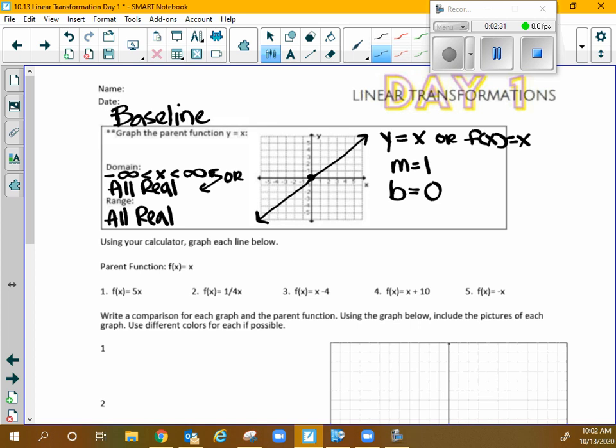If it's everything. So see the arrows are going off infinitely in each direction. So you can write negative infinity is less than x, which is less than infinity. Or the same thing could be said for all real numbers, because that encompasses everything except imaginary numbers, which we want to get to here. Okay.